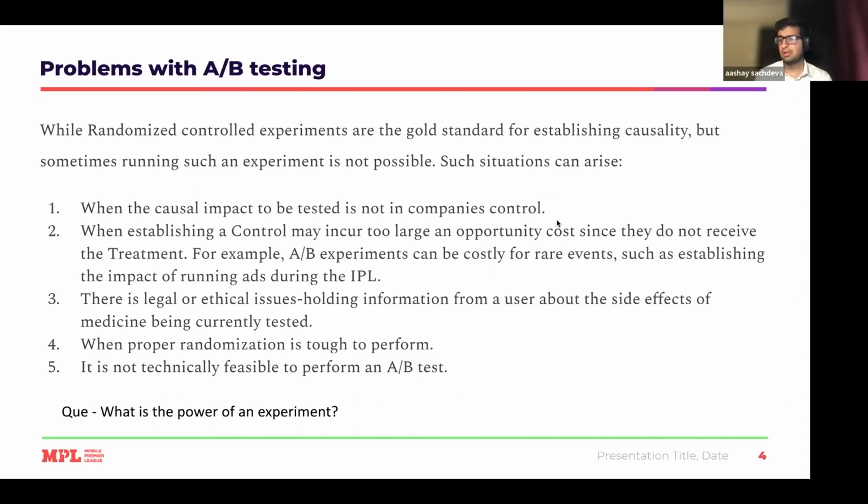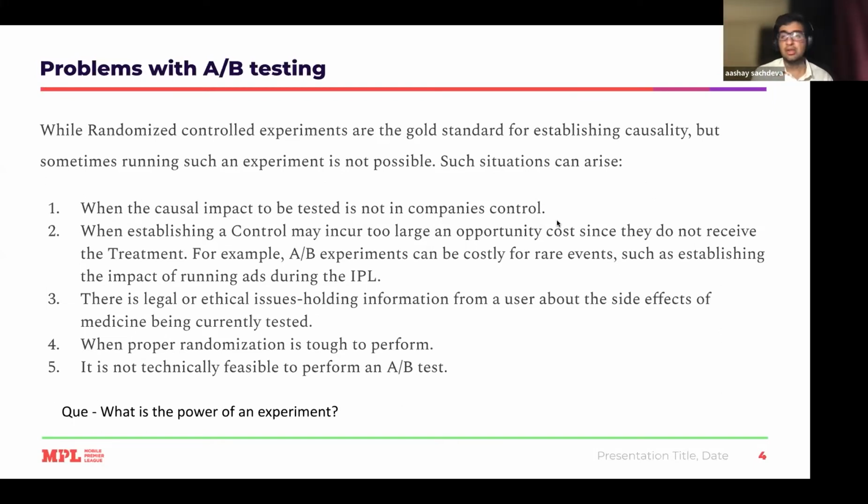A very good example: let's assume you are testing a new feature, and you basically have only 100 people live on that feature. So it's actually impossible to do a proper randomization here. And the fifth being when it's technically not feasible to perform an A/B test, and I'll discuss this in the coming slides when I tell you how at MPL we were using quasi experimentation.